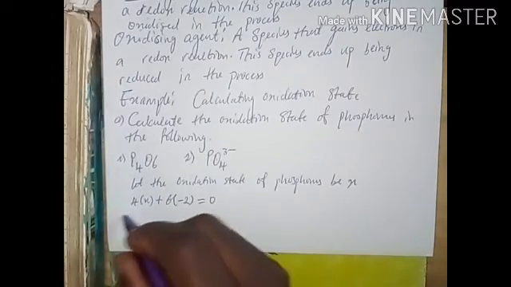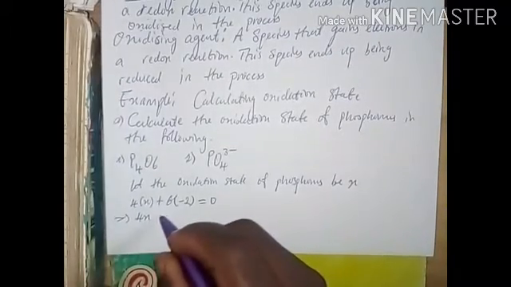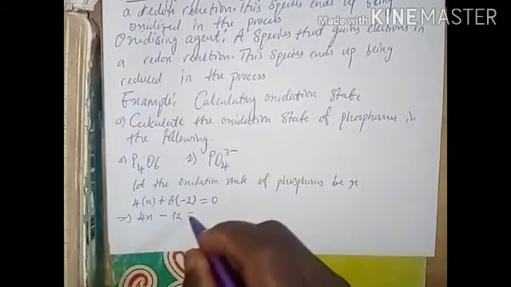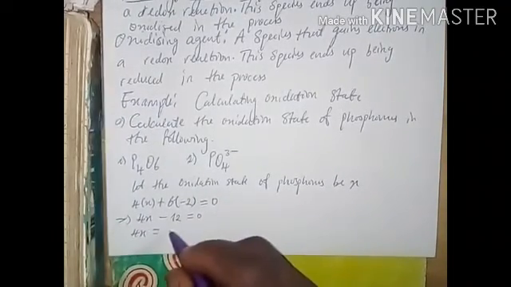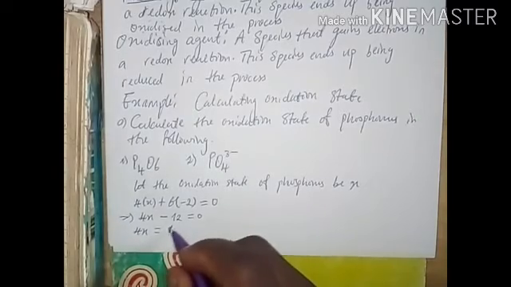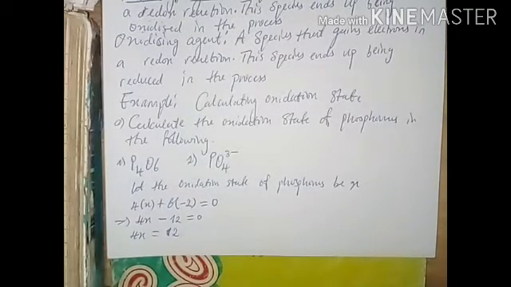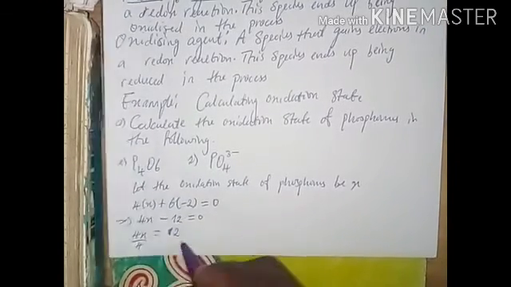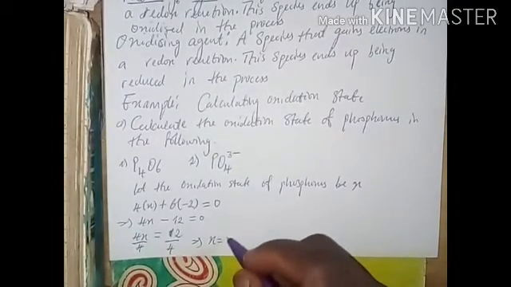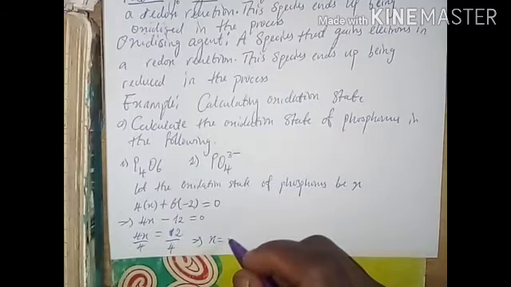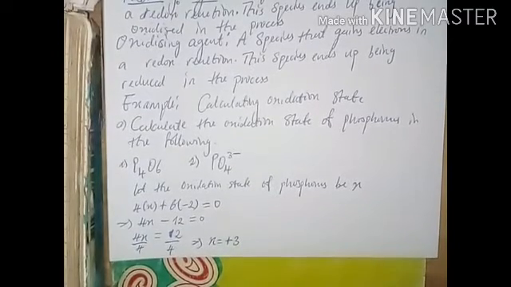So that will imply that 4x minus 12 is equal to 0. And from here we can see that 4x should be equal to 12. When the 12 crosses the equal sign, it becomes positive. We can divide all through by 4, so that it will imply that x is equal to plus 3. So we can see that the oxidation state of phosphorus in this compound is plus 3.